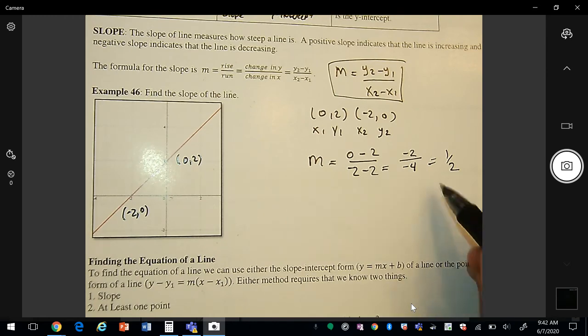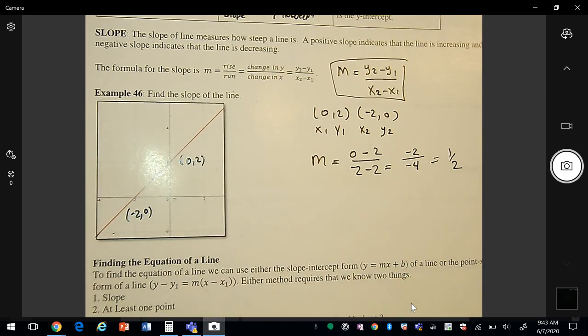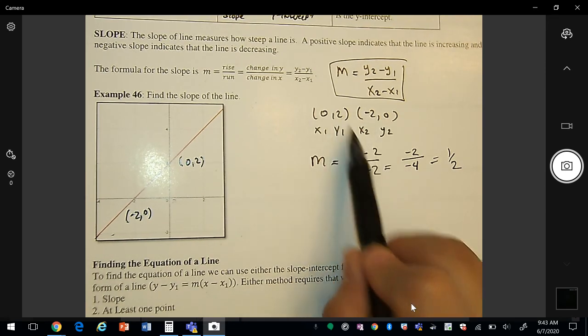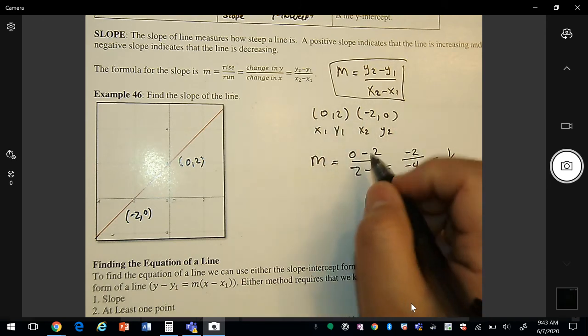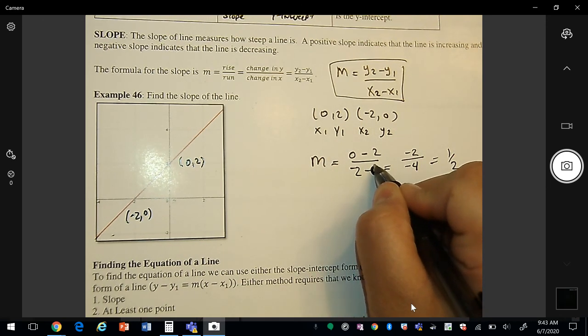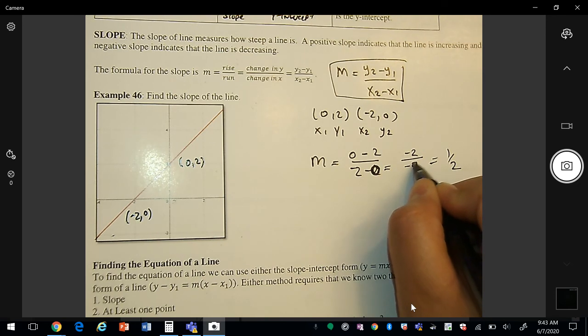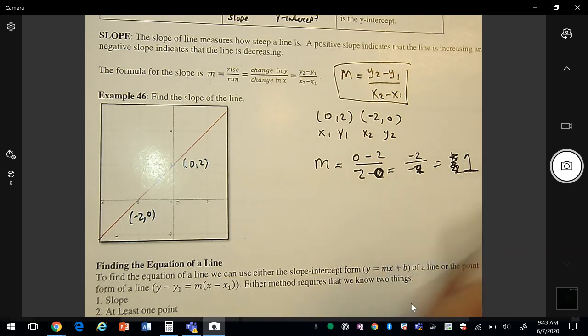And notice that my slope is positive, so if we look at this line from left to right, you can see that the line is increasing. So let me just double check this. So 0 minus 2, and then we have negative 2 minus 0, which should be 0. So negative 2 minus 0 is negative 2. So my slope becomes a 1.